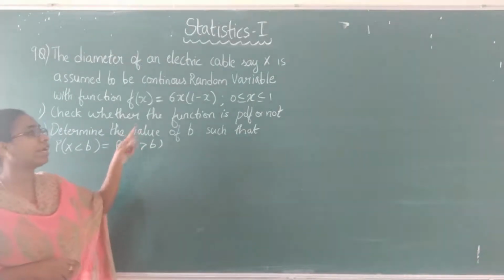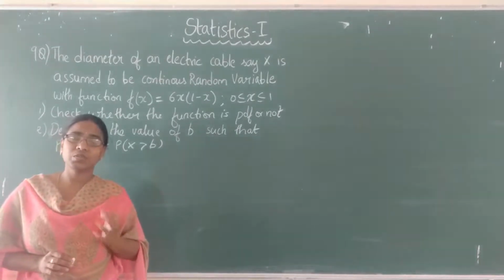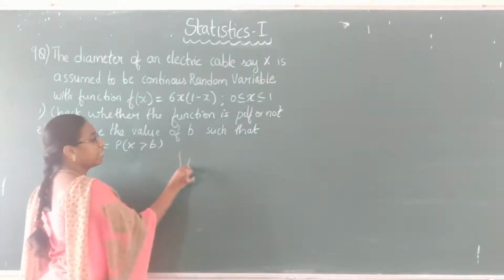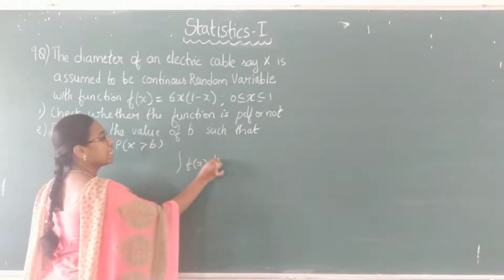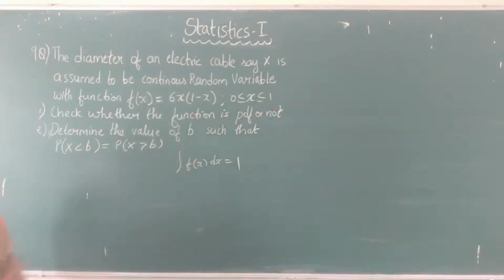So how to find out whether it is a PDF or not? What are the conditions which should be satisfied by a PDF? The condition is that the integral over f of x dx should be equal to 1. If this condition is satisfied, then that function is said to be the PDF, that is, probability density function. So we will verify this now.